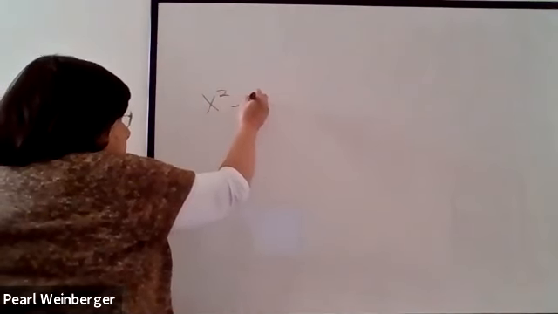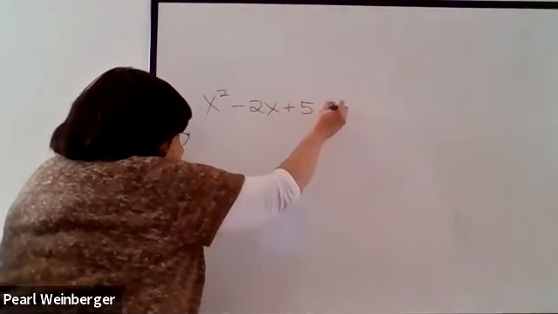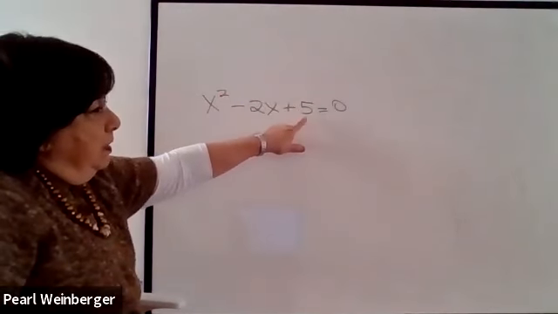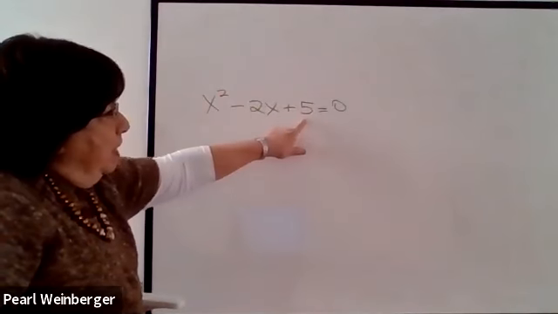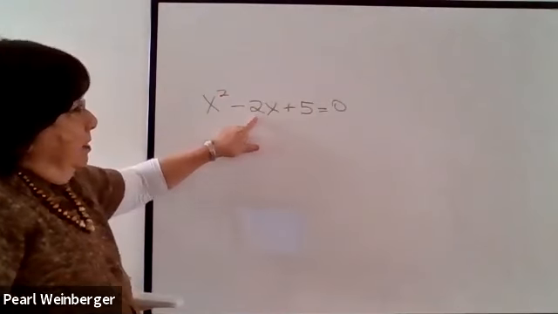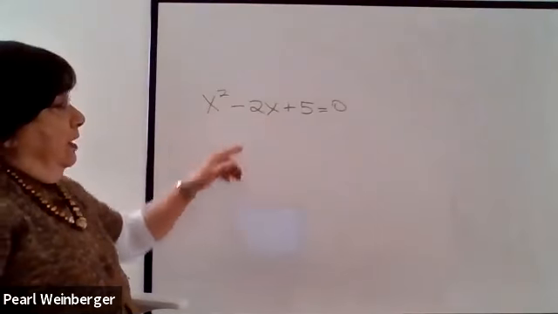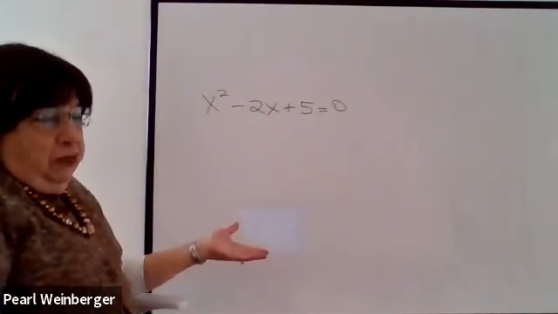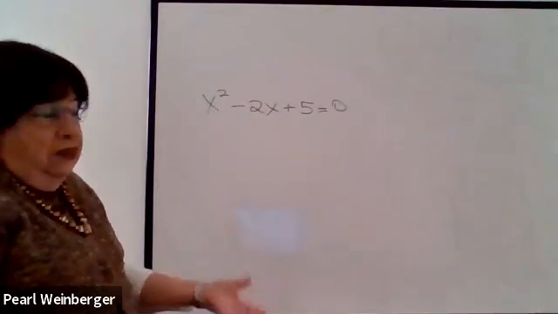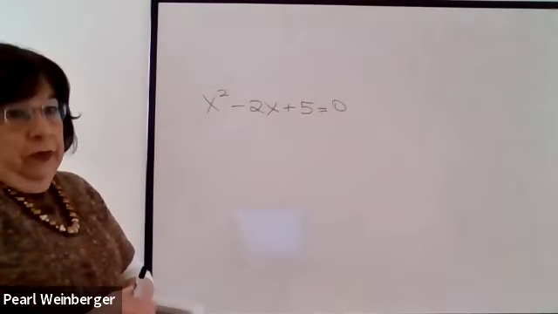x squared minus 2x plus 5 equals 0. Let's start out with this example. I think you're going to see that it can't be factored because my AC would be 5. I need two numbers that multiply to 5, but when you combine them, you get negative 2. The only thing that multiplies to 5 is 5 and 1. Even if it's negative 5 and negative 1, it's not going to add up to negative 2. It's going to add up to negative 6. It's not factorable. So here's what we can do.